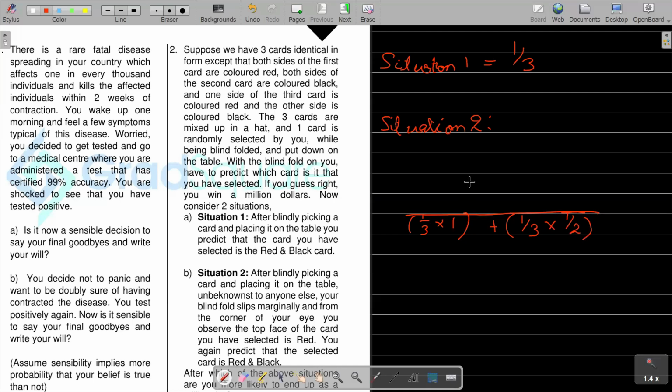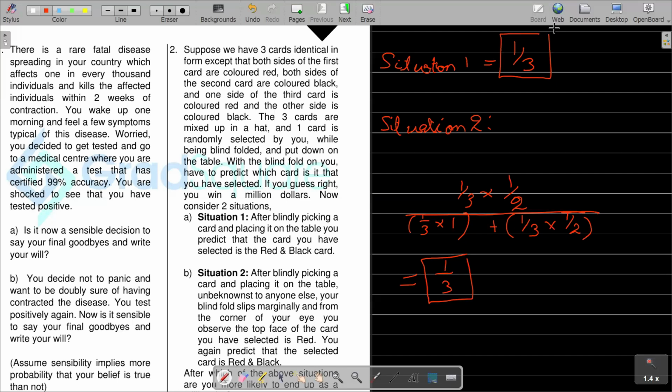And the favorable probability is when it is a red and black card. Now calculate and tell me how much this is. Absolutely right. Simplify this. See what a beautiful answer. The answer is still 1/3, despite me having extra information.